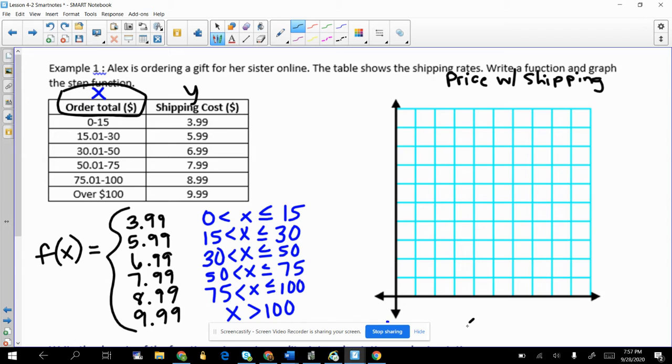So order total. And then we label our Y with that shipping cost.